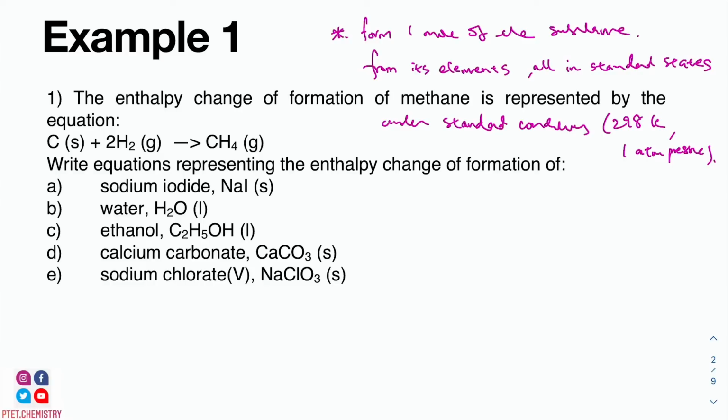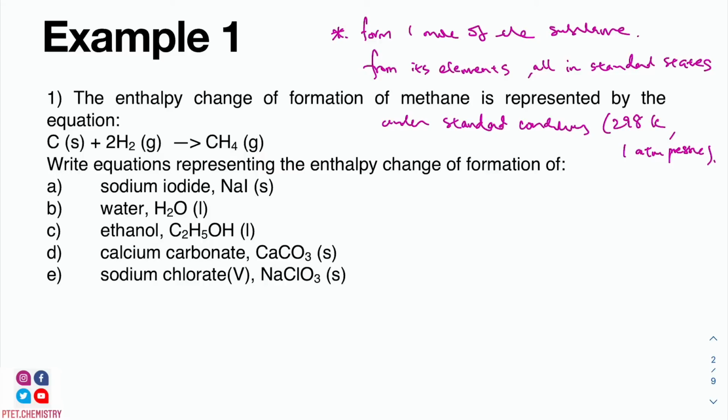So those are basic definitions again. I missed the part where I talked earlier about the enthalpy change when you do all that process, yeah? But the key thing really is form 1 mole of the substance from elements, all of them in standard states under standard conditions. All right. So it's given here the enthalpy change of formation of methane is represented by that. Methane is a gas at room temperature and pressure.